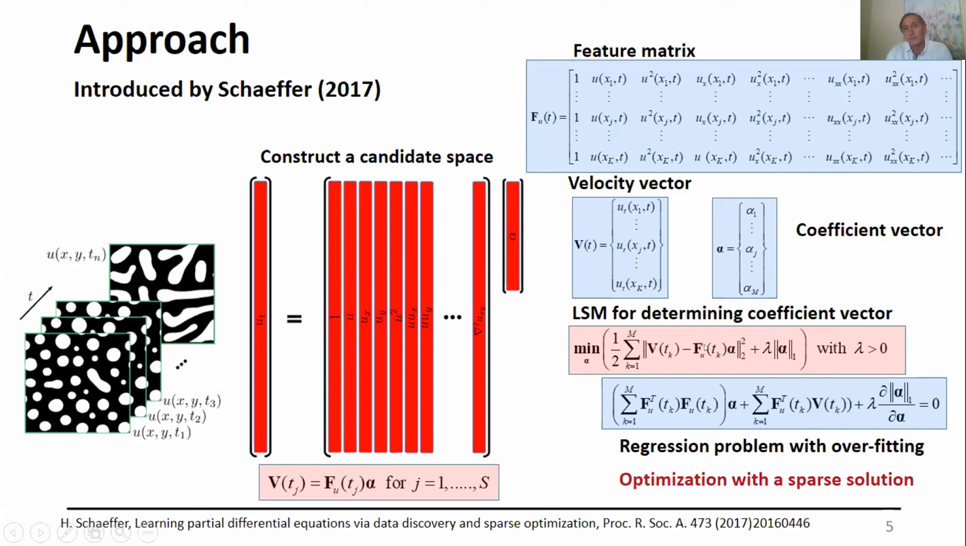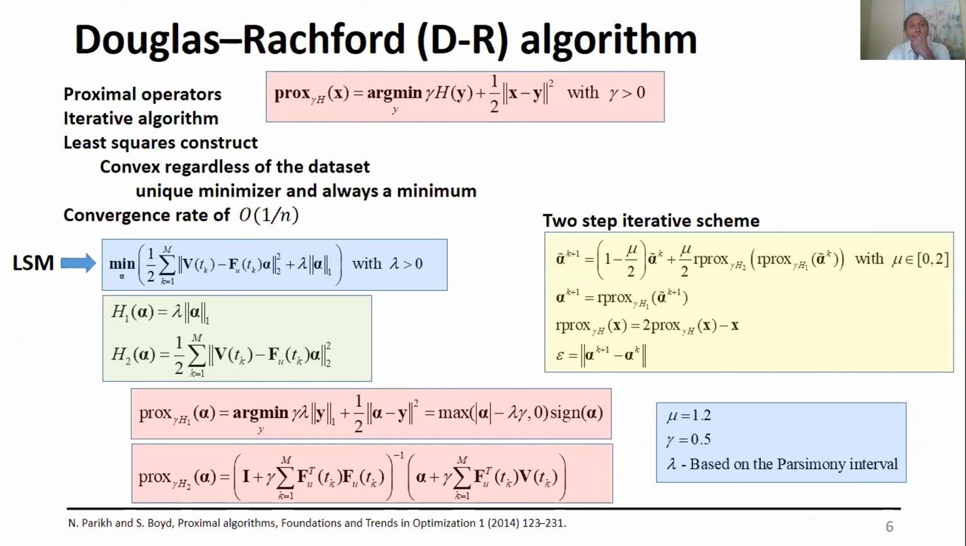If you were to go through this minimization procedure, you're going to end up with a system of algebraic equations. It's a regression problem with overfitting. So what we do is we set this up as an optimization problem with a sparse solution. For that, we use the Douglas-Rachford algorithm. It's an iterative scheme. It uses proximal operators. And here you see the proximal operator on the functional h. It's always convex because it has a least squares construct, so it has a unique minimizer and always has a minimum. The convergence rate is 1 over n, even in the worst case scenario.